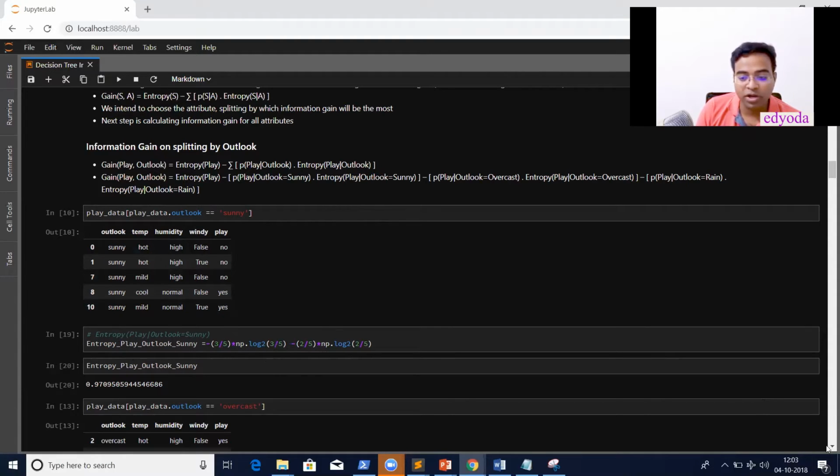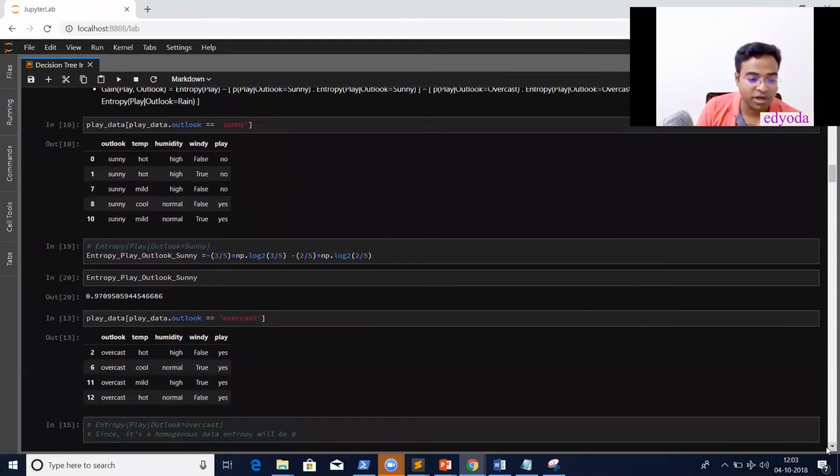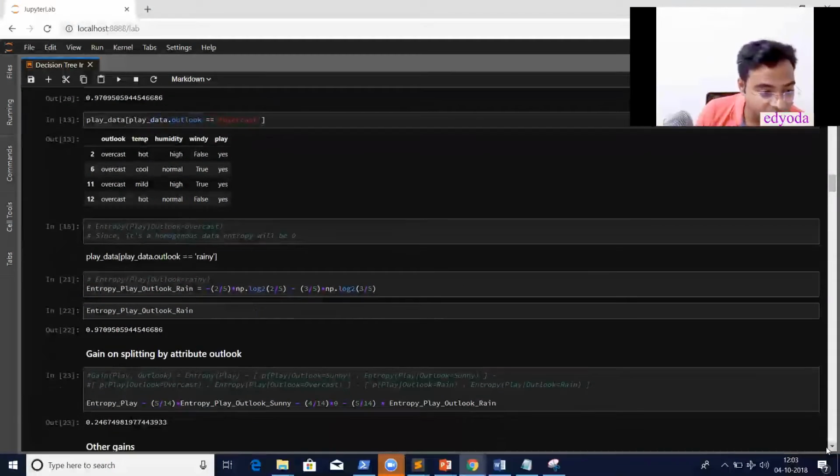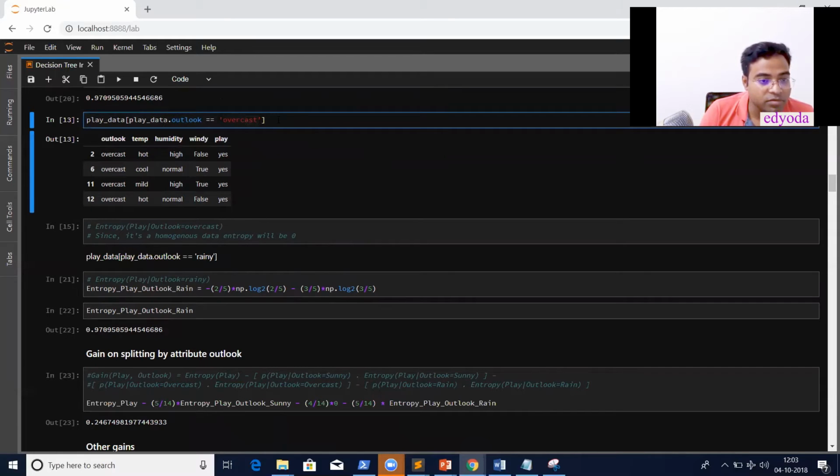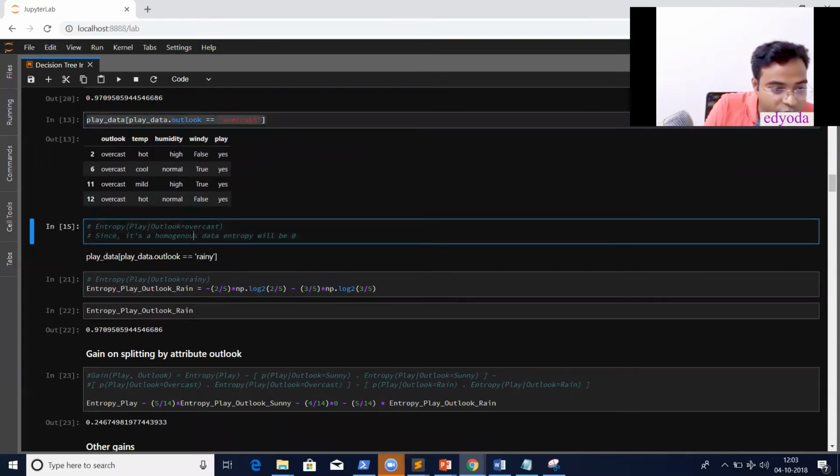Similarly, we want to calculate the entropy of play when outlook is overcast. You can see here, when outlook is overcast, all play is of the same type. There is no entropy, the data is homogeneous, so the entropy is 0. Similarly for rainy, let me do it for rainy.